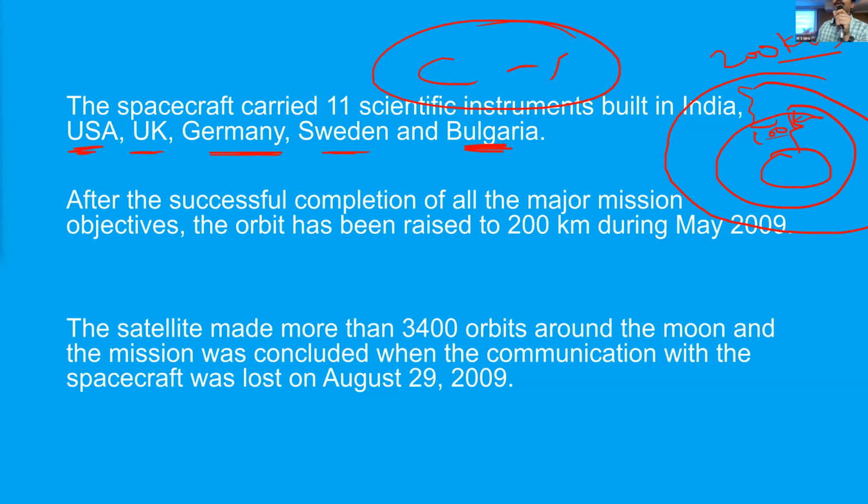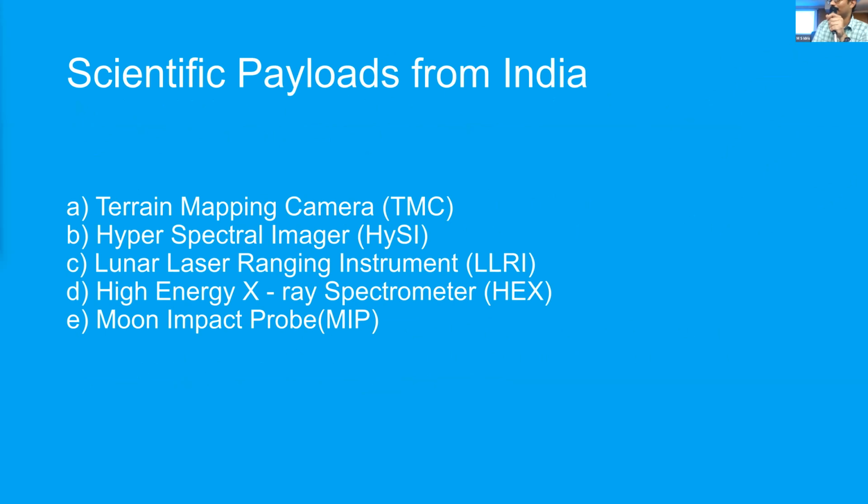It has made some achievements. What are the achievements of Chandrayaan-1? That also we have to see. But we will see anyway. Scientific payloads from India. How many payloads from India? 5 are there. Terrain mapping camera, hyperspectral imager. These 5 are the payloads from India. Terrain mapping camera, imager, spectrometer instrument. Spectrometer will analyze the radiation, light, or anything which is coming, and it will tell about the materials which the moon is having.